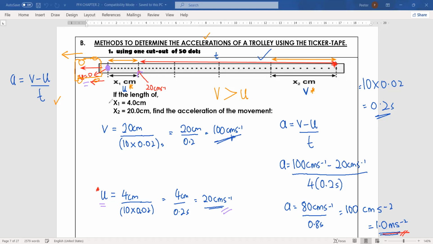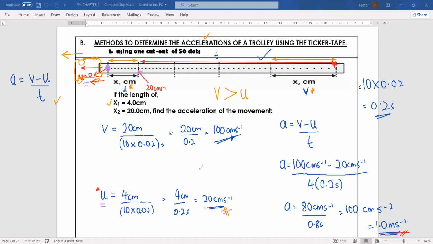The first part, which is x1, 4 centimeters, and since it's 50 dots, each part will have 10 dots. This diagram has some error here, only showing 9 dots, but never just assume, use 10 dots. So 10 times 0.02 seconds. All right. So 4 over 0.2, you get 20 cm per second. So the initial velocity here is 20 cm per second.